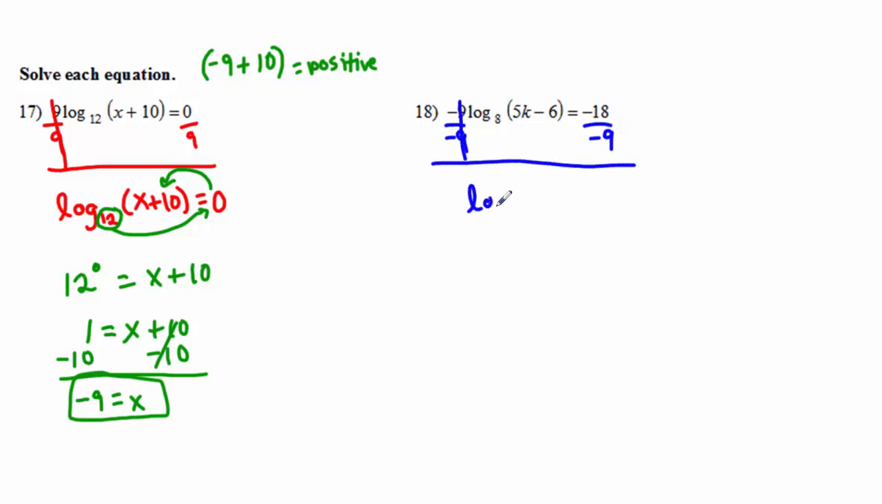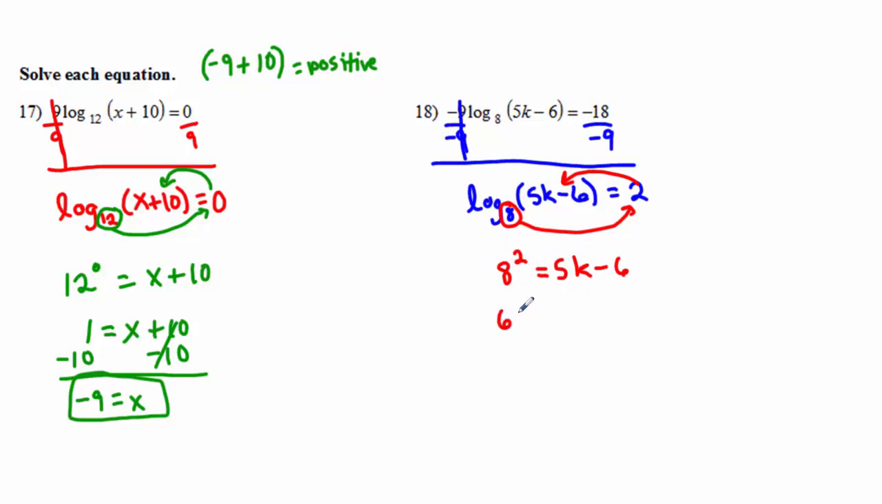And that gives us log base 8 of 5k minus 6 equals 2. And so I want to rewrite this as an exponential equation. So my base is 8 to the second power equals 5k minus 6. And so I'm going to do 8 squared, which is 64. And then solve for k.